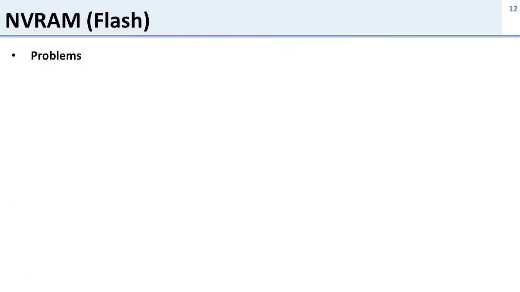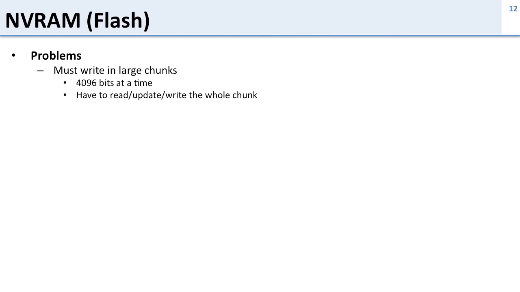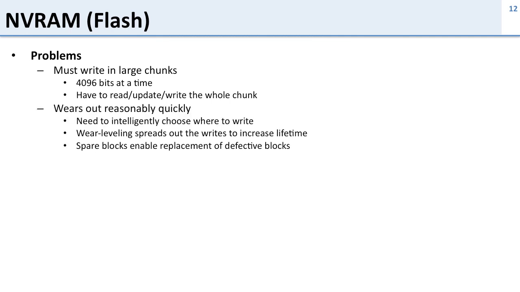So what problems do we have with flash? The biggest problem with flash today is you have to write data in large chunks. So we've got 4096 bits at a time. That means if I want to update 1 byte in my flash memory, I have to read and write 4096 bits. This is also a problem because flash wears out quickly. When you read and write flash many times, you actually damage the cells that are storing the data.